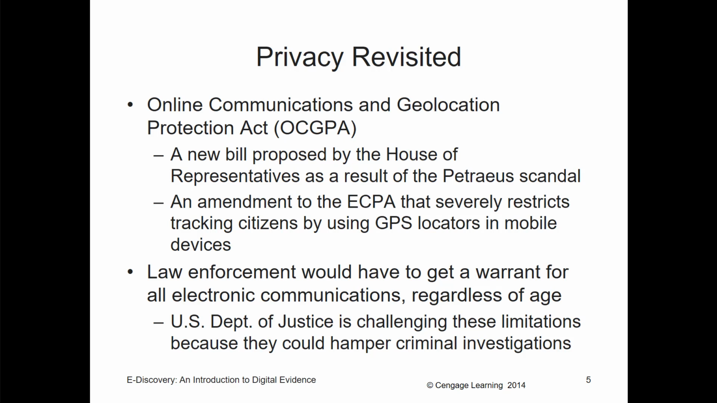Law enforcement would have to get a warrant for all electronic communications regardless of age. The U.S. Department of Justice is challenging these limitations because this could hamper, very specifically, certain criminal investigations.